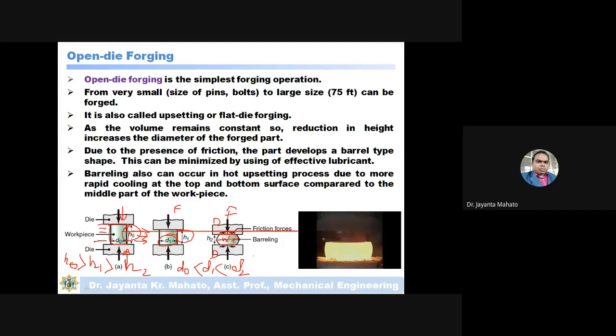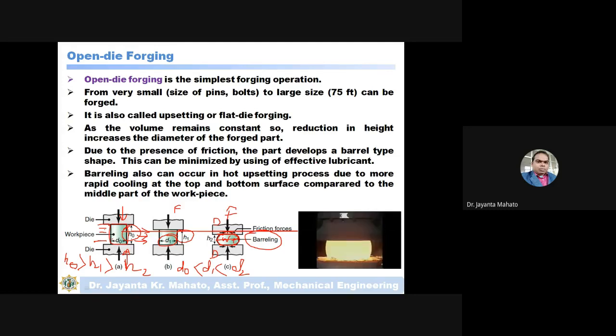So after forging, the material looks like this, oval type. This is called barreling. Understand? So this is called barreling.